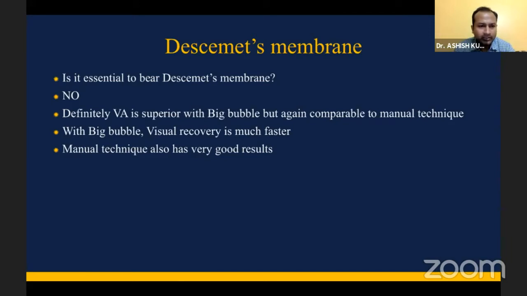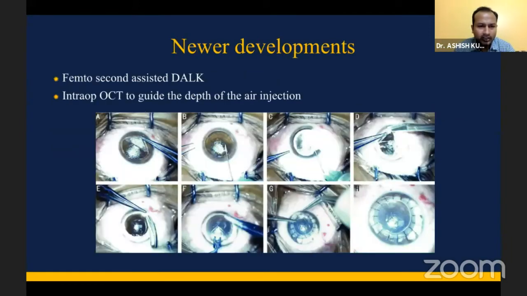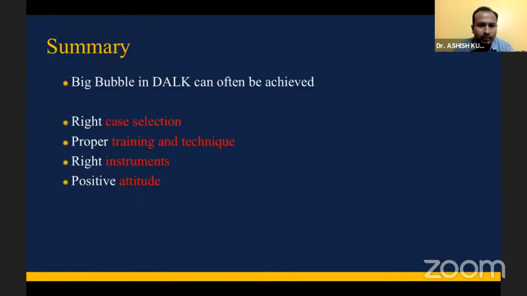Some of the newer developments, like femto-assisted DALK and intraop OCT to guide the depth of the air injection, are very expensive tools, and still they have not reached the optimum. The experience is still very lacking, the clear-cut evidence is not there, and it is also very expensive. So in summary, I would say big bubble in DALK can often be achieved if you have the right case, proper training and technique, and most importantly, the right instruments with a positive attitude. Thank you.